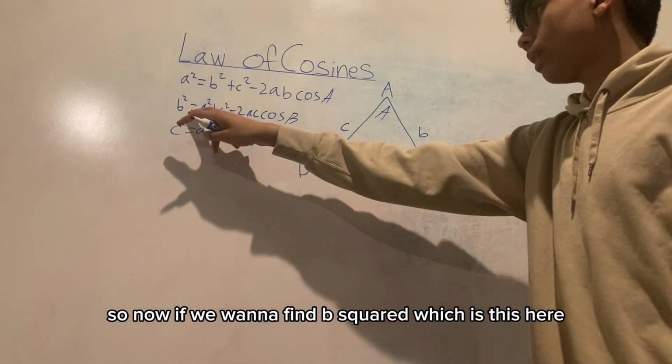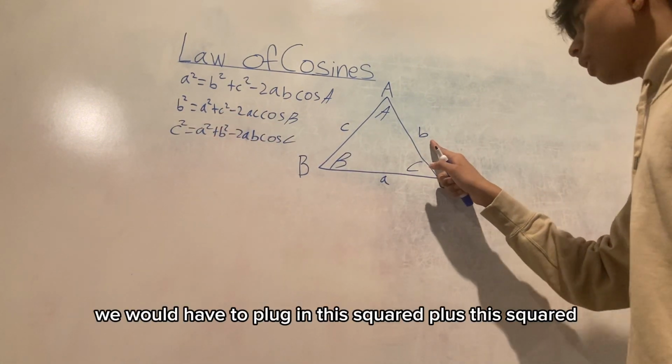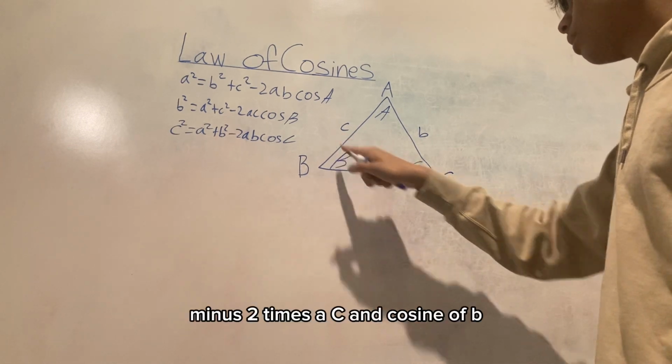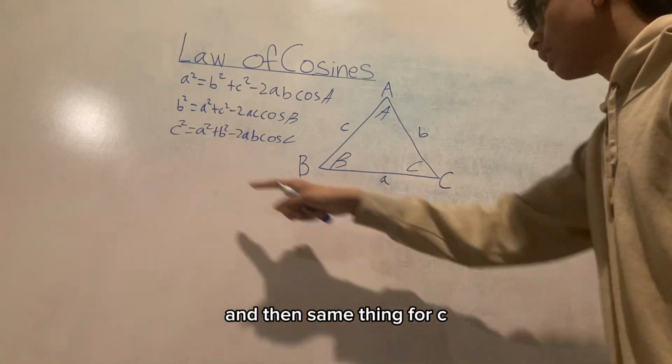So now if we want to find b squared, which is this here, we would have to plug in this squared plus this squared minus 2 times AC and cosine of B. And then same thing for C.